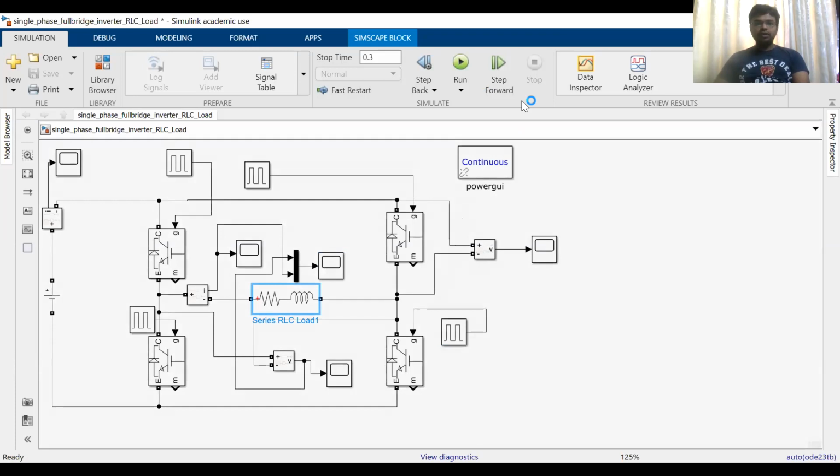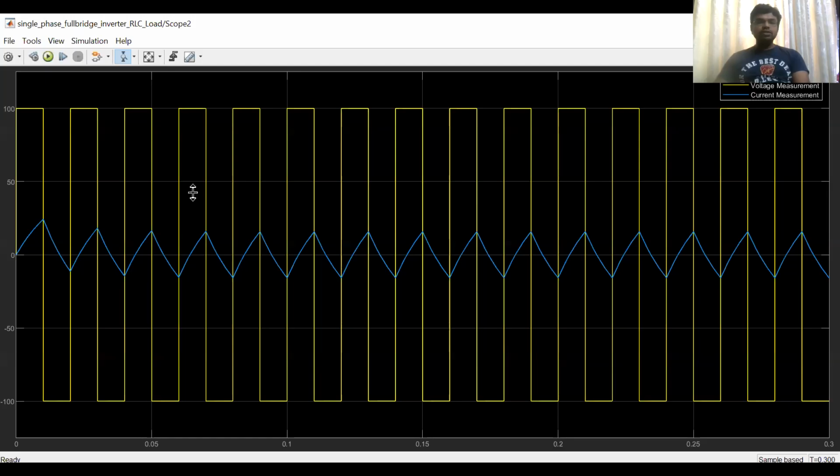So now if you observe the waveform, this is the waveform. For an RL load, a highly inductive load, I said the shape of the current waveform is triangular. But your output voltage waveform remains the same for any load, because we are using a voltage source inverter.